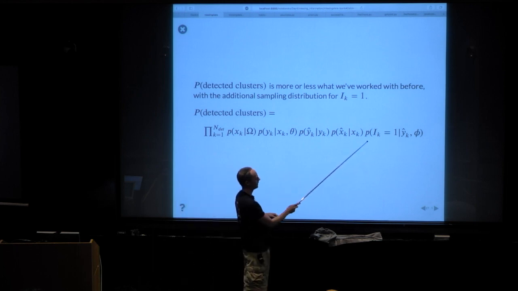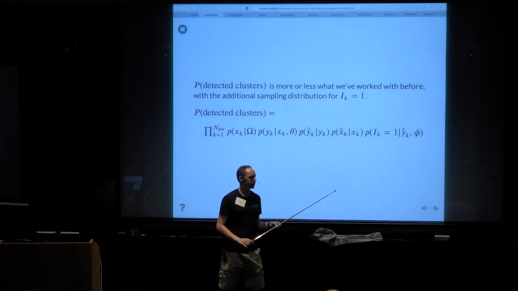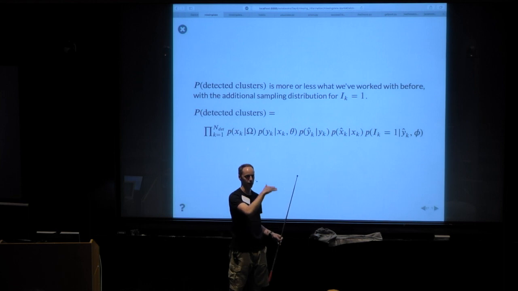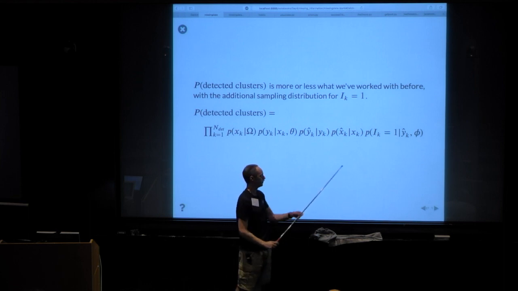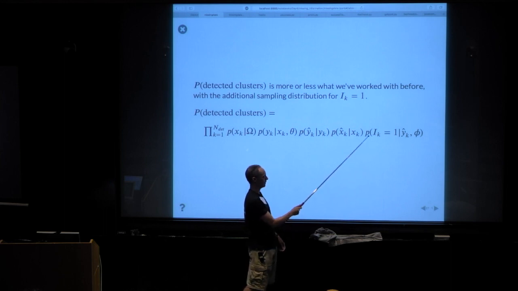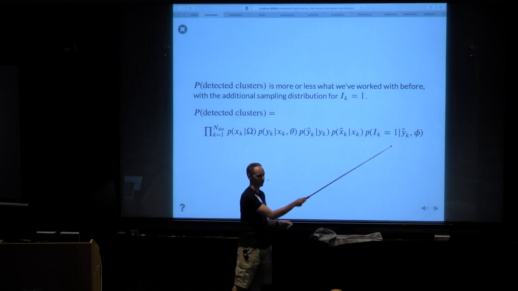And all that's been added is this extra thing that says this source had to be detected. So in the simple case where we have a threshold, and if y hat is above it we detect it, below, this would be just a step function, very simple. It would actually be equal to 1 for all of the clusters that are detected, but at least in principle, this thing is now here.